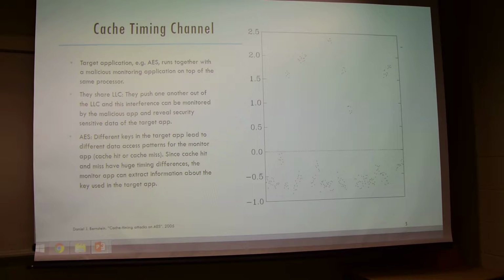This is a cache timing channel attack. The target application, for example AES, can run together with a malicious monitoring application on top of the same processor, so they share the same cache. It can be the last level cache or even a higher level cache. They push one another out of the cache, and this interference can be monitored by the malicious app and reveal secret data. The cache side channel attack will be discussed next class, this Wednesday.